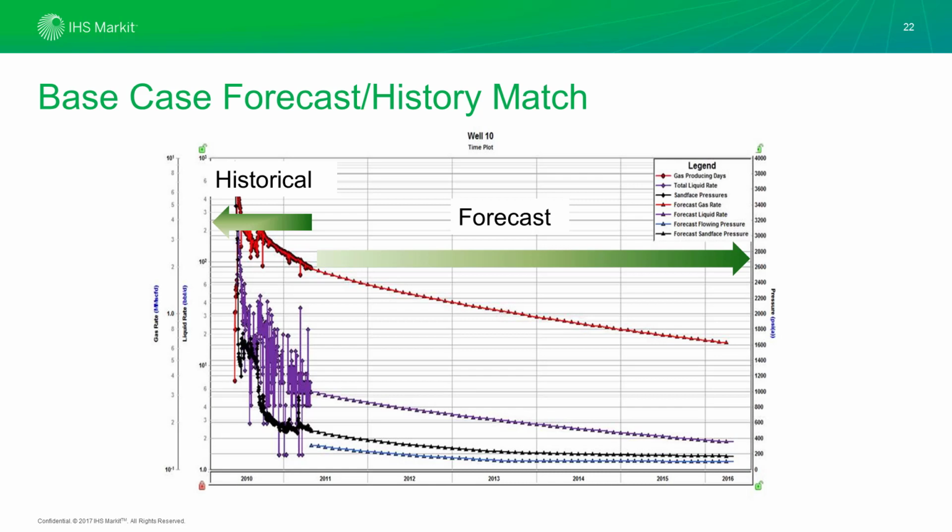Once we have these components in our model, we can do that base case validation, and this is a very important part of wrapping everything up and tidying everything together. On the primary y-axis, the plot shows gas rate versus time and liquid rate versus time. And on the secondary y-axis, there is pressure versus time. We have the gas rate represented in red, the total liquid rate represented in purple, and the bottom hole flowing pressure represented in black.